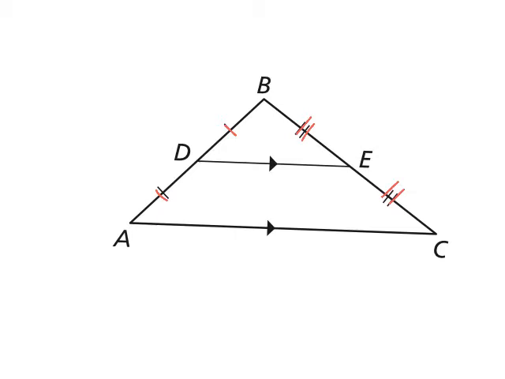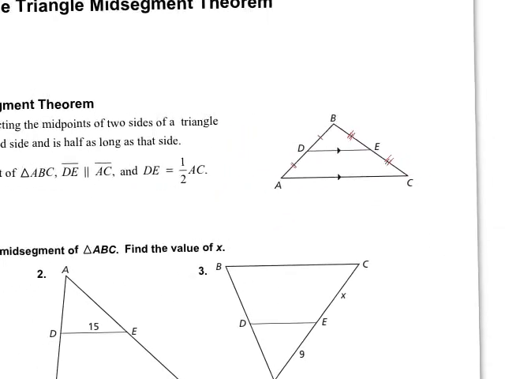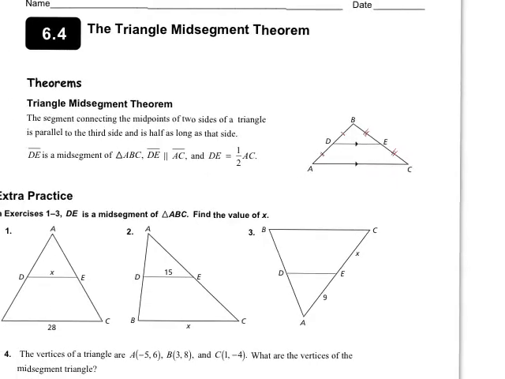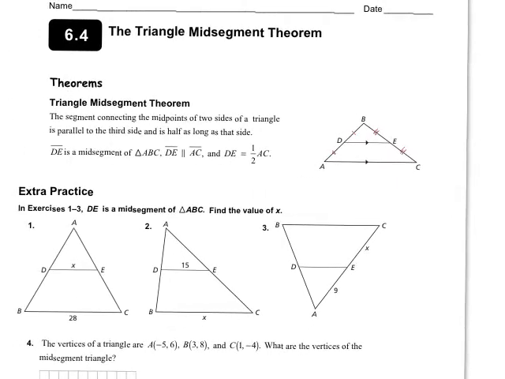What we know about the mid-segment is it is parallel to the third side. So we know it's parallel to the third side here. And we know it's half the length of the third side. So this little piece right here is going to be half of this big piece right here. Okay, which is what it says there. So DE, the small piece, is half of the big piece.